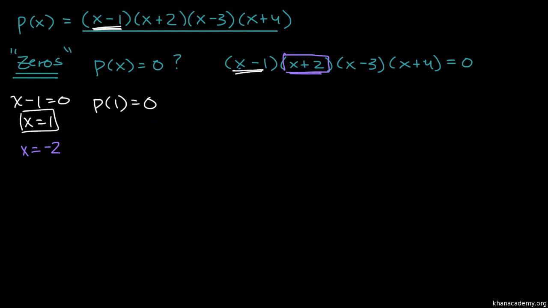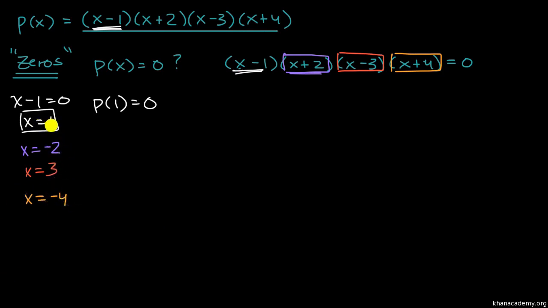And we could keep going. What would make x minus 3 equal to 0? Well, if x is equal to 3, that would make x minus 3 equal to 0, and that would then make the entire expression equal to 0. And then last but not least, what would make x plus 4 equal to 0? Well, if x is equal to negative 4. And just like that, we have found 4 zeros for this polynomial.